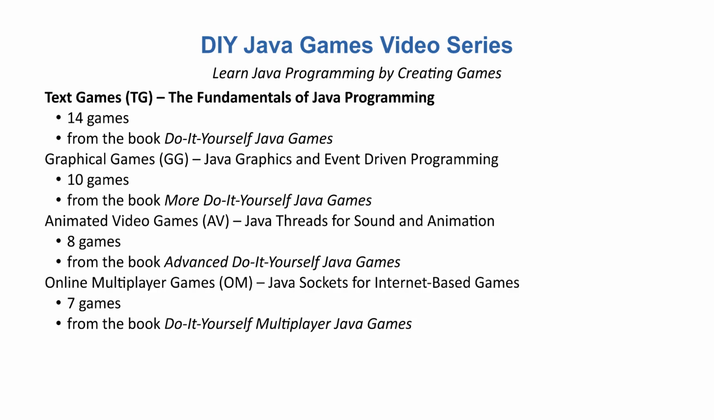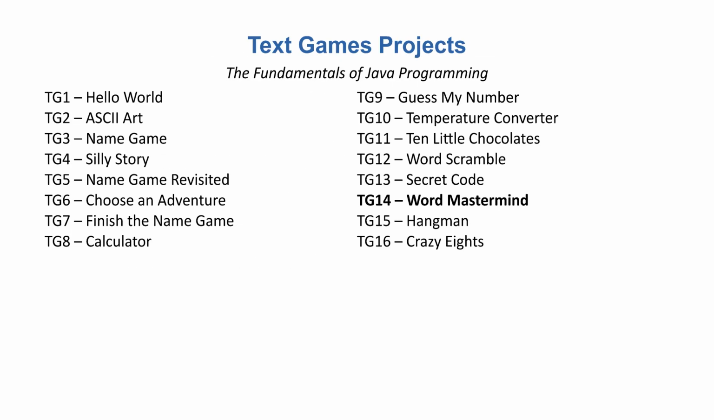We're currently in the Text Games video series, TG, the first of 4 types of game series. The focus of this series is to cover the fundamentals of Java programming. You'll learn how, when, and why Java programs are written the way they are. This series has 16 projects. Each project assumes you already have the skills taught in the previous projects. A link to the entire Text Games playlist is provided in the description below.